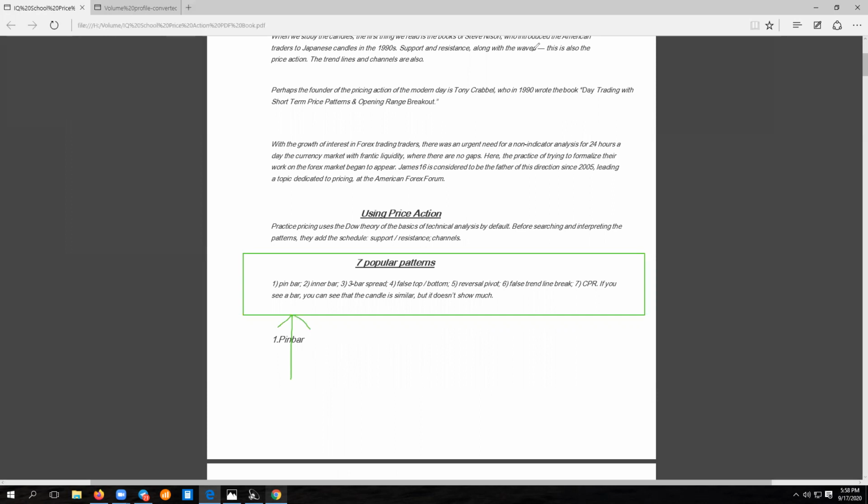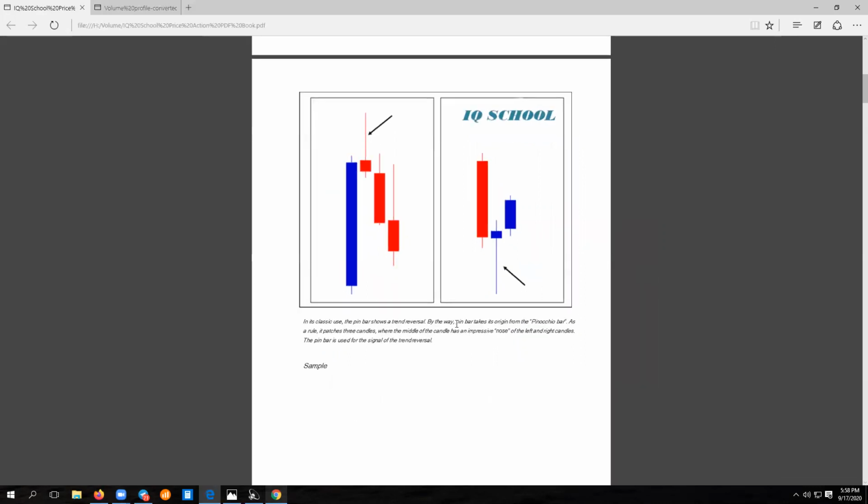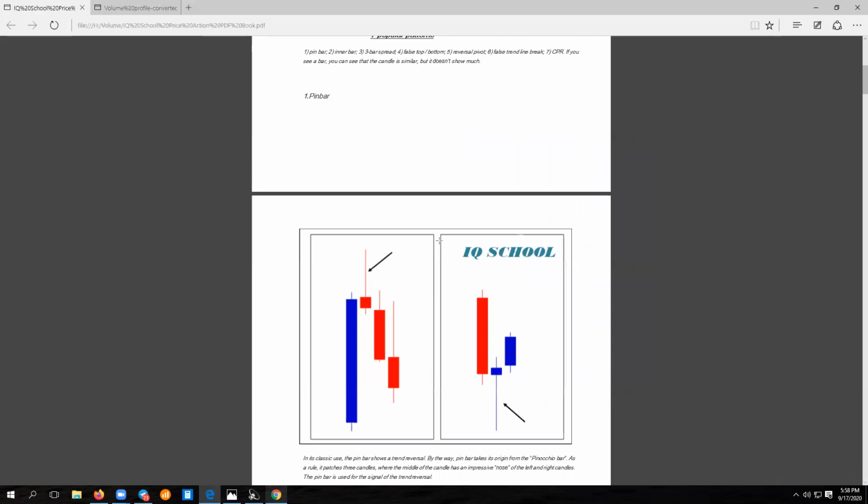Pin bar: bullish pin bar and bearish pin bar. If you see a pin bar in the market where the tail is long and the body is weak, with some head, it's called a bearish pin bar. When the body is weak and the wick is very long, it is called a bullish pin bar. When you see that pin bar at the key levels, it's a confirmation that the market will continue in that direction.